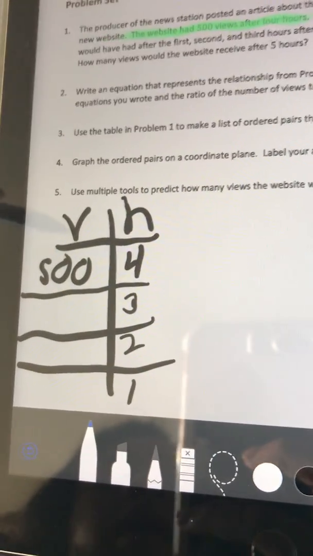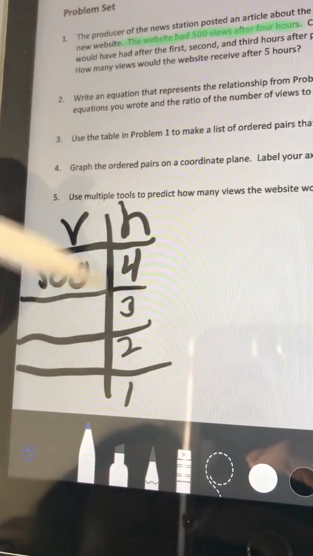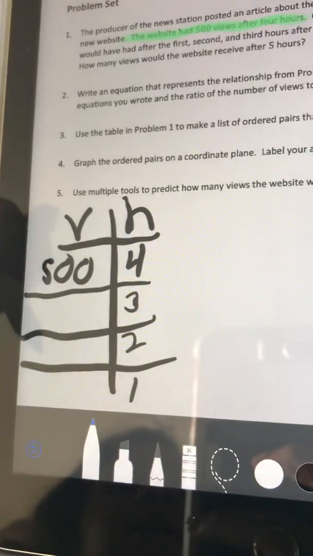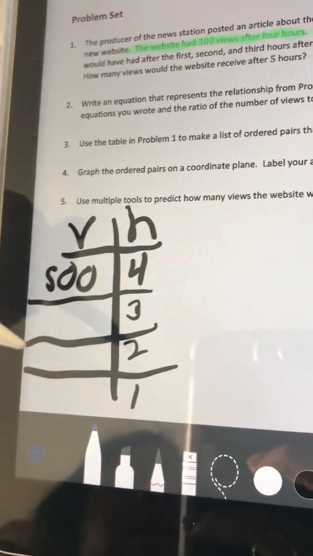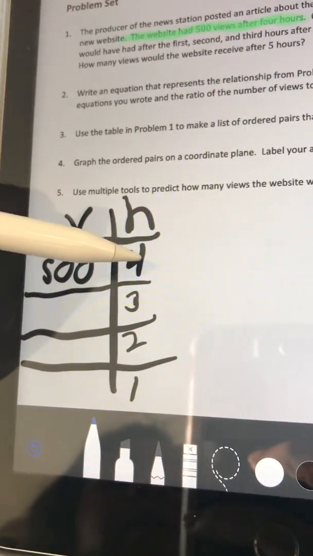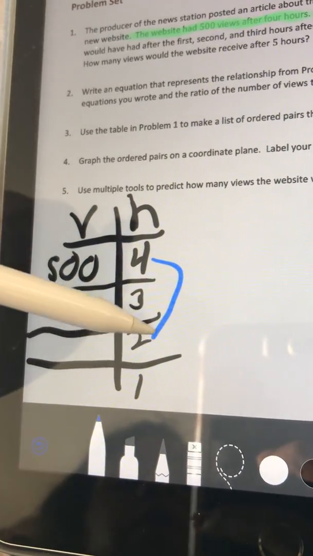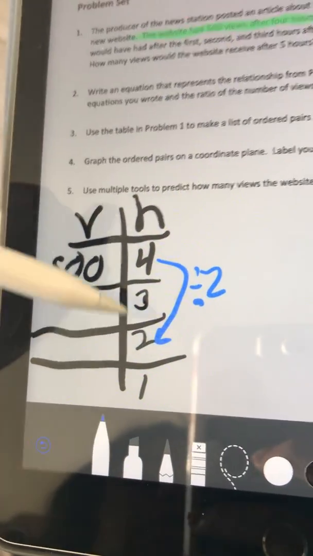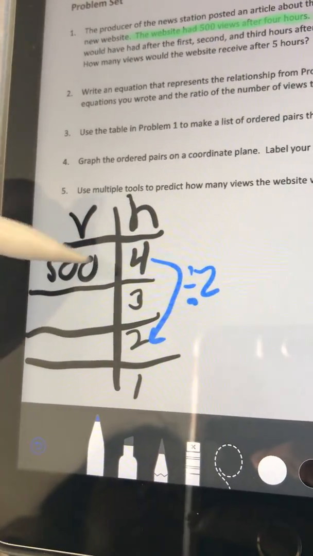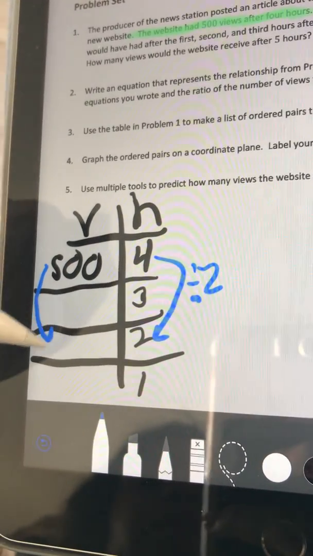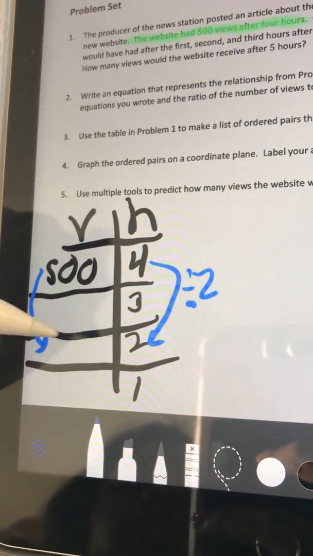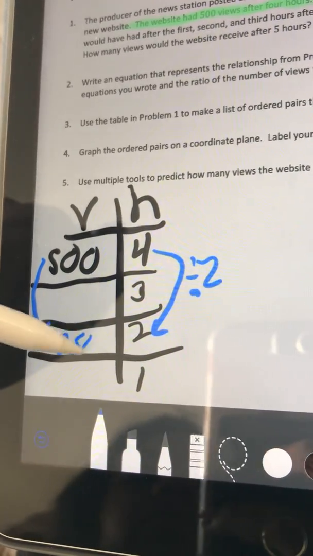So I'm trying to look at what I could divide by in this column, because if I divide this column by something, I can also divide this column by something. And for me, the only thing I see is I know that if I divide 4 by 2, I'm going to get 2. So I can see a relationship there. And I know that since it's a ratio table, the exact same relationship exists here. So I'm going to actually divide 500 by 2, which is going to give me 250.